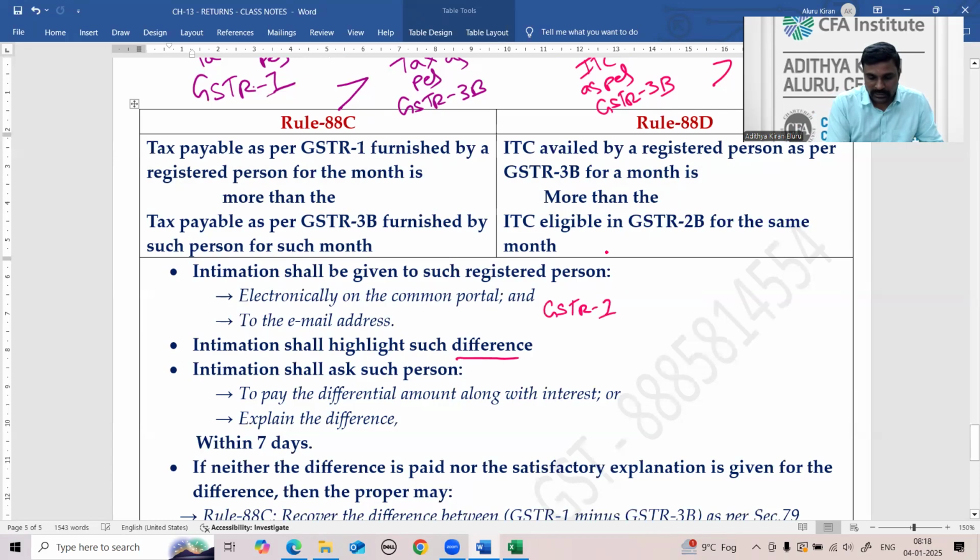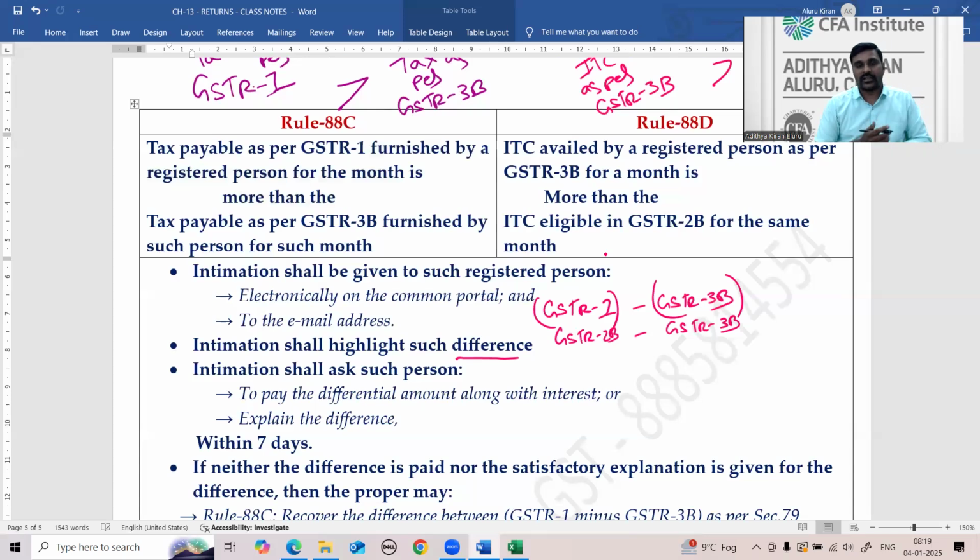So the difference is GSTR 1 minus GSTR 3B, and similarly GSTR 2B minus GSTR 3B. Okay, tax as per GSTR 3B is less.